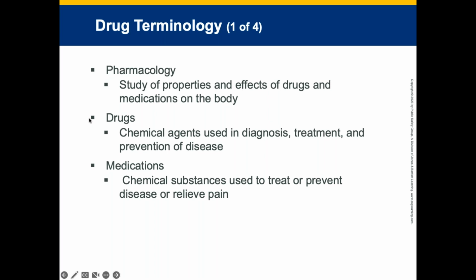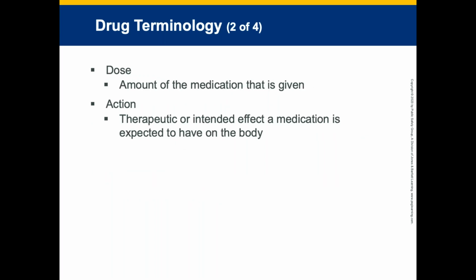So let's go over some terminology. Pharmacology is the study of the properties and effects of drugs and medications on the body. A drug is a chemical agent used in the diagnosis, treatment, and prevention of a disease, whereas medications are the chemical substances used to treat or prevent a disease or relieve pain. The dose is the amount of medication that is given. And the action is the therapeutic effect, or intended effect, that the medication is expected to have on the body.